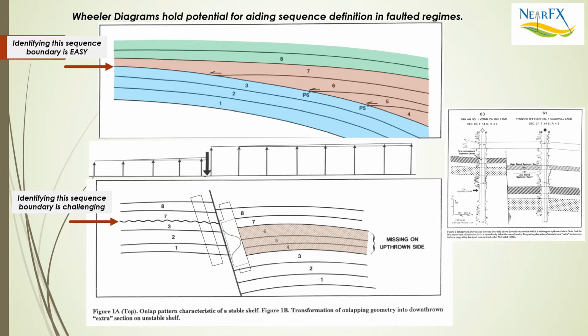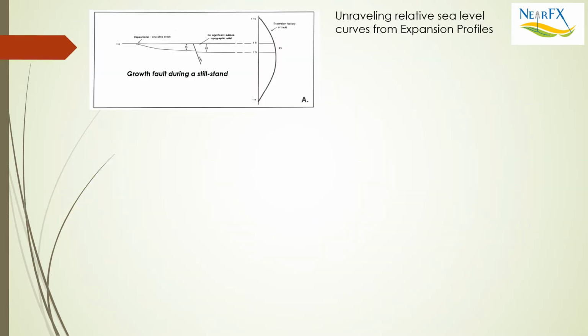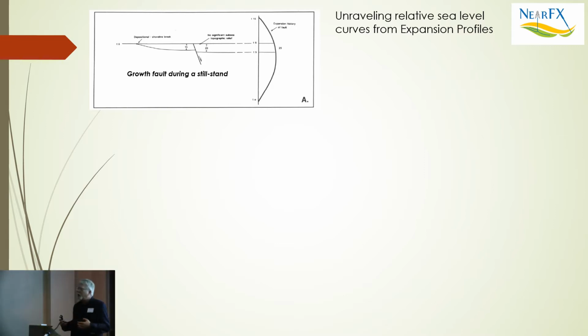the mysterious missing unicorn of the Vailian school of sequence stratigraphy. And it gets more interesting than that. If you look at expansion profiles across growth faults, when you think it through, you do have a history of the relative coastal onlap buried in that expansion profile.